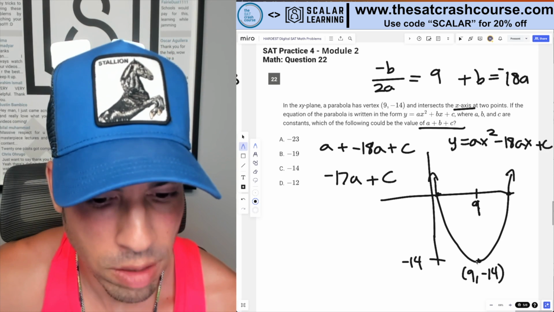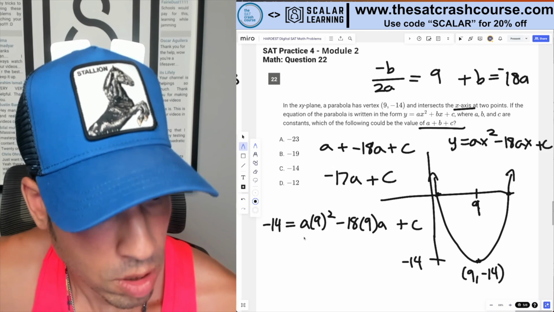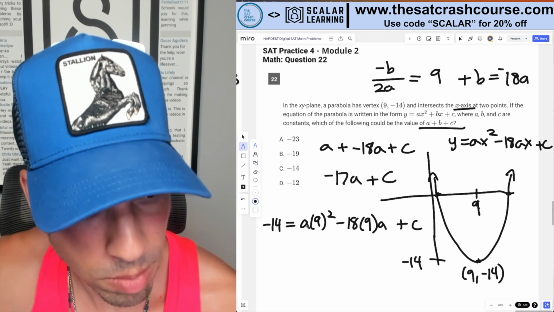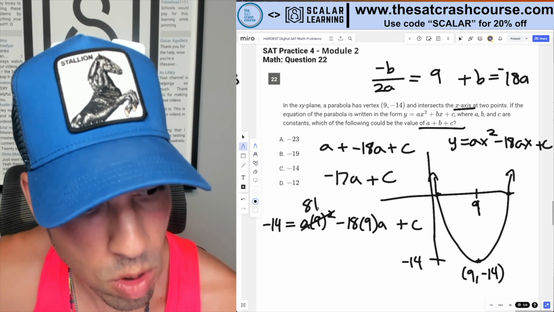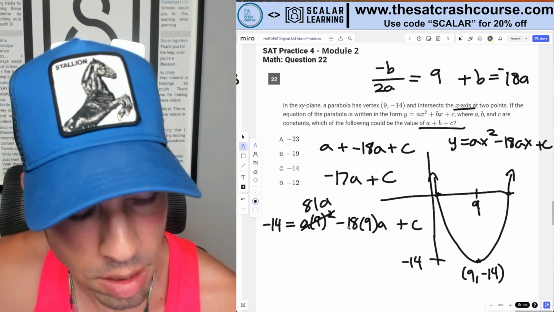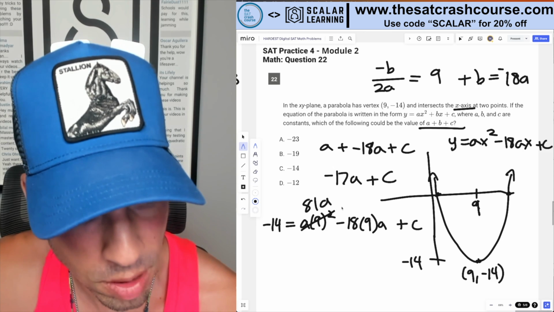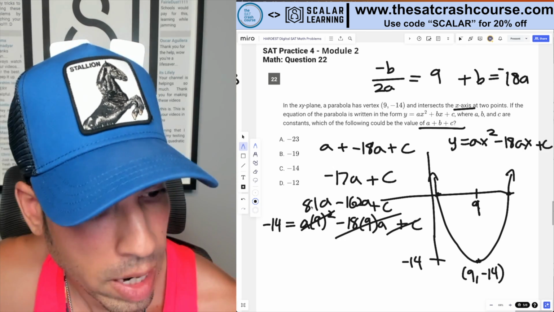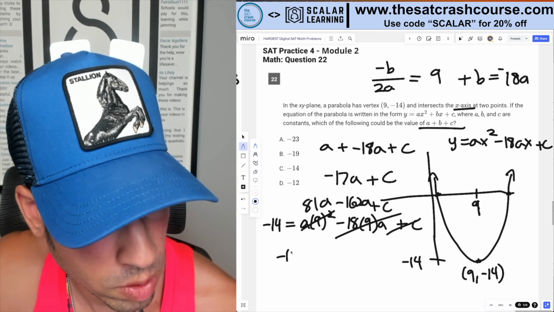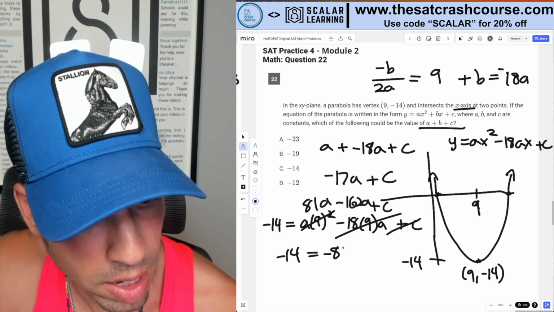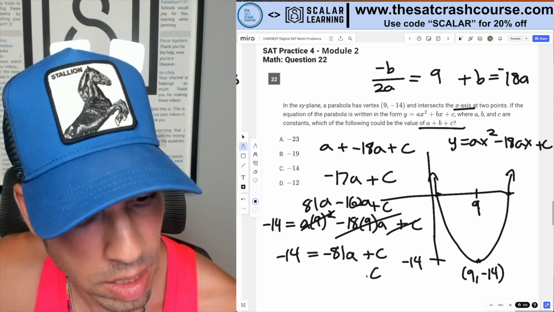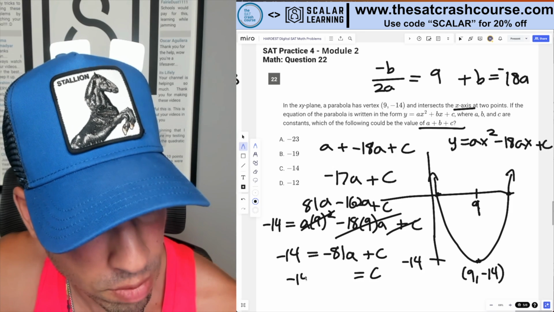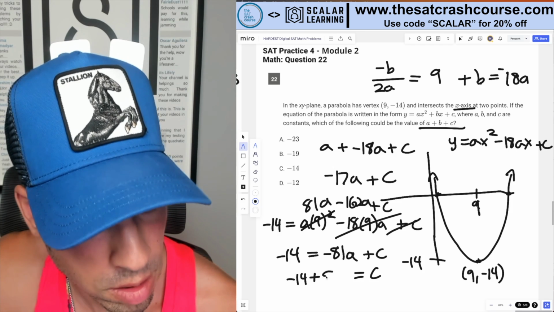We can do a little plug and chug now. So -14 in for y, 9 in for x. So now we get -14 equals a times 9 squared, which is 81a, and then 9 times -18 is -162a plus c. 81 minus 162 is -81a. And just to isolate then, c equals -14 plus 81a.